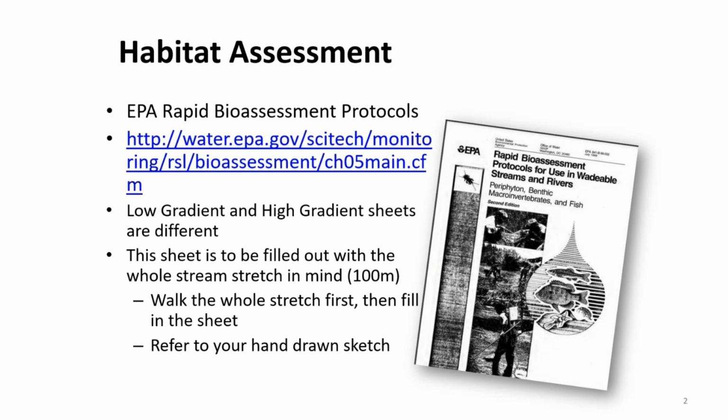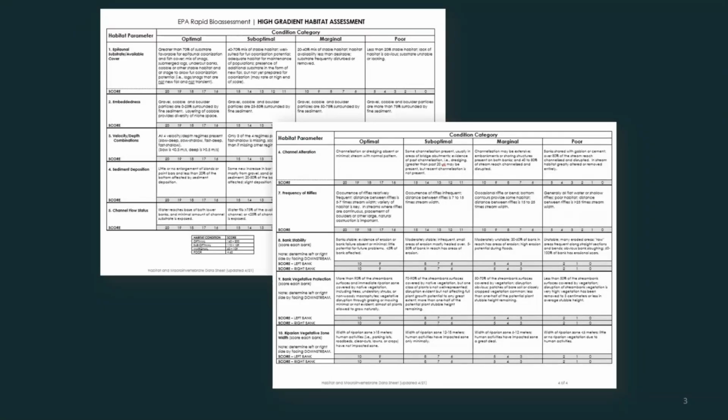We want you to walk the whole 100 meters first and then fill in the sheet. This way, you're keeping the whole 100 meters in mind. Otherwise, you might have a tendency to look at just the section that's right in front of you, and that won't be representative of the whole 100 meters. So this is what the sheets look like all together, and then I'll go through each question closely.